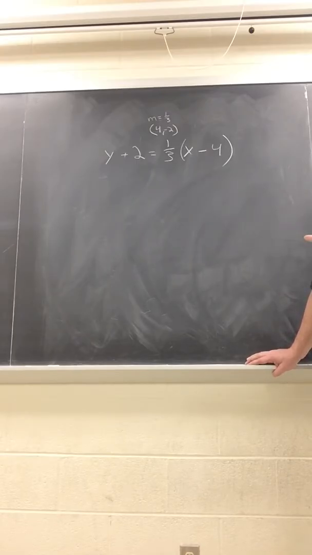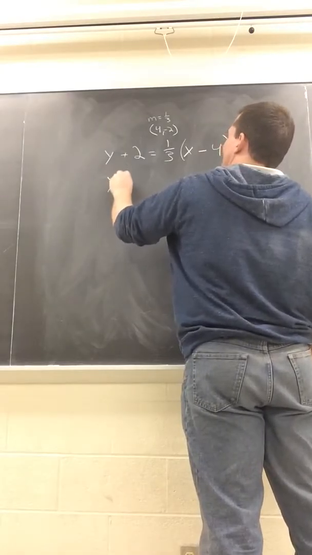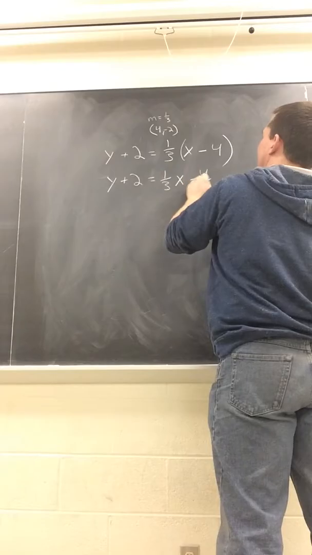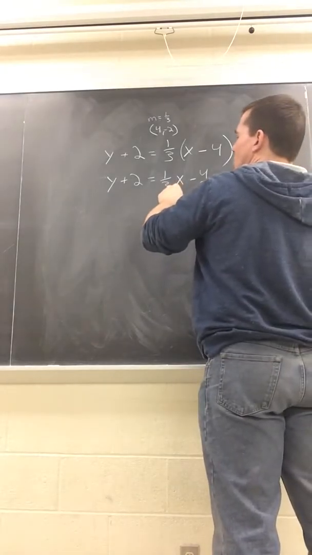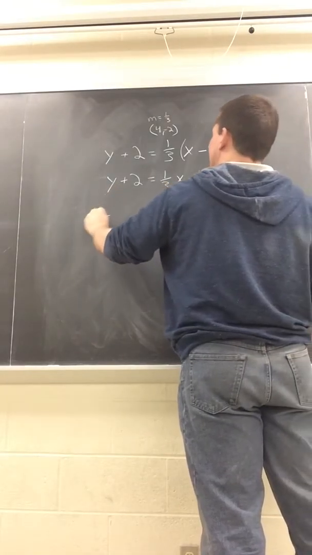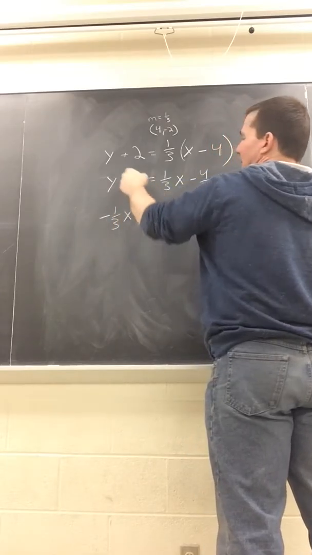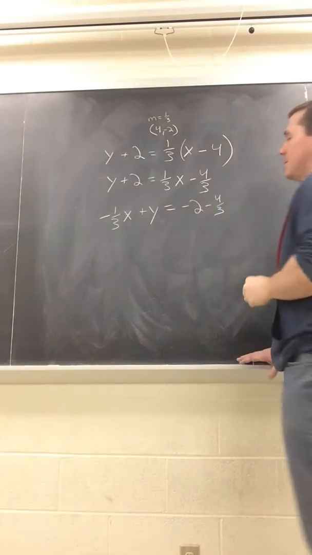So how do we put it in standard form? For standard form, we need the x and the y term on one side and the constant on the other. So first, get rid of the parentheses. So we'll get y plus 2 equals 1/3 x minus 4/3. Now in standard form, we need the x and the y on the one side and the constant on the other. So subtract the 1/3 x over. We get negative 1/3 x plus y equals, subtract the 2, minus 2 minus 4/3.